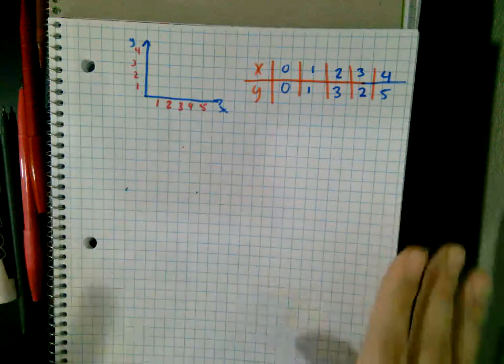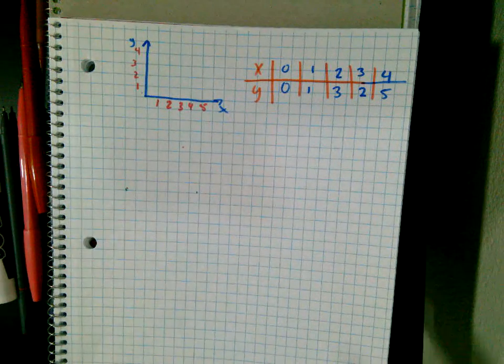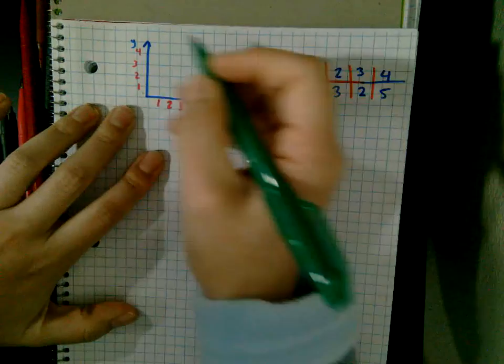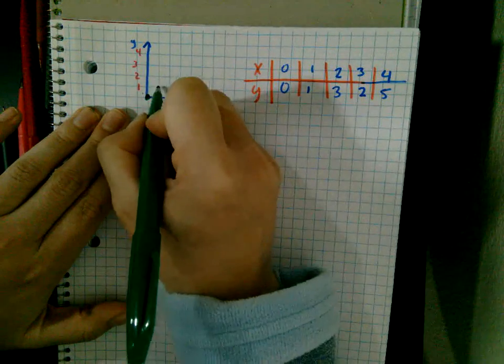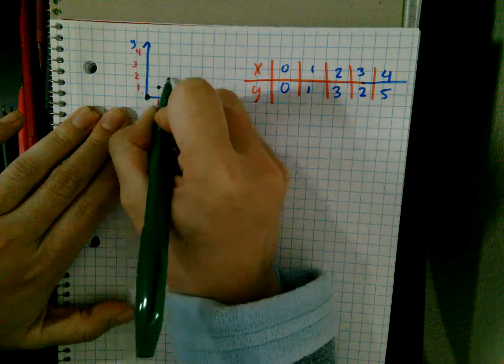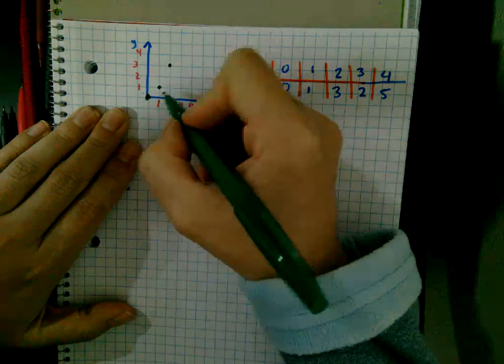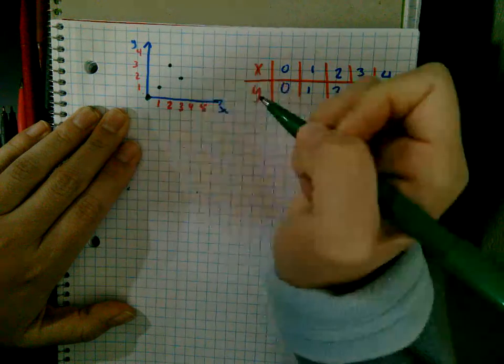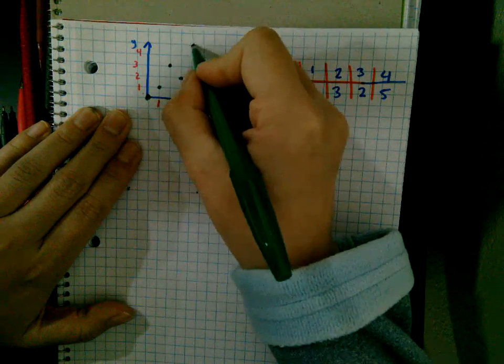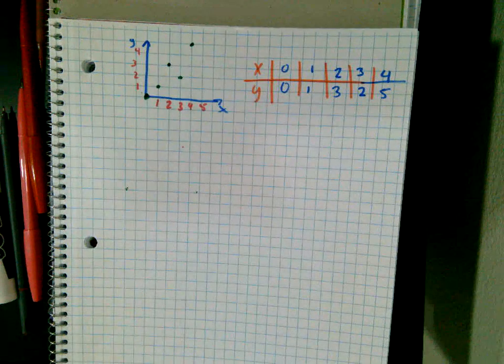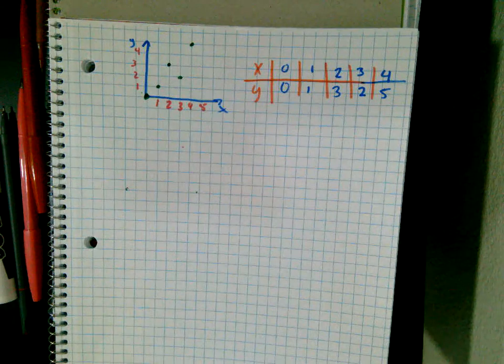So just a simple graph. No story. So let's graph it. 0, 0. Ooh, I like it. 1, 1. 2, 3. 3, 2. 4, 5. All right, well, looks kind of odd. Go with it. Go with it.